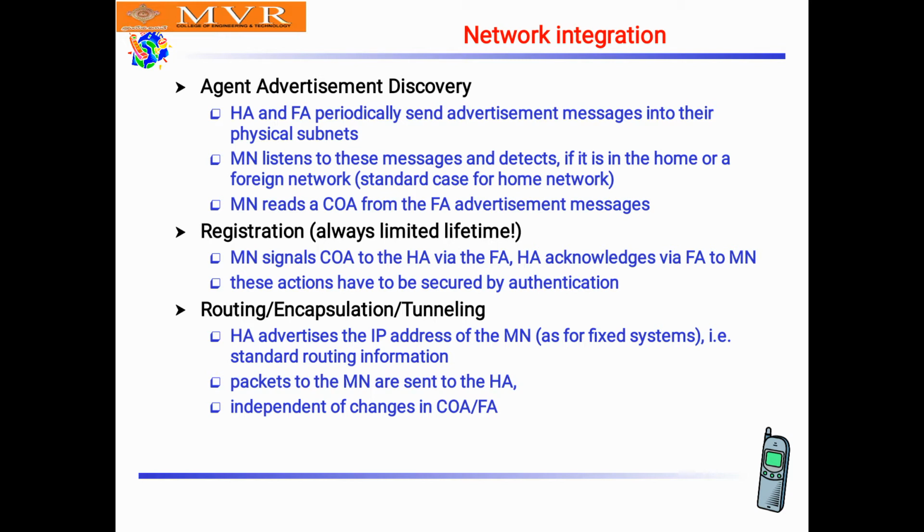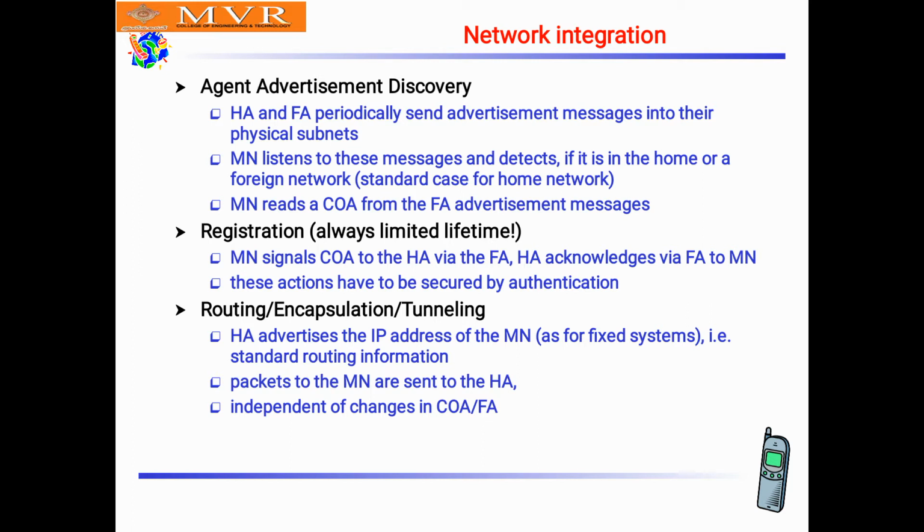The HA and FA periodically send advertisement messages into their physical subnets. Whatever advertisements they develop are used by the agent to discover the network integration, firstly in the home agent and foreign agent. So between the home agent and foreign agent, they send the information through messages in their physical subnets.